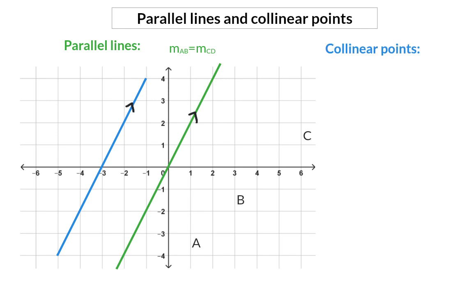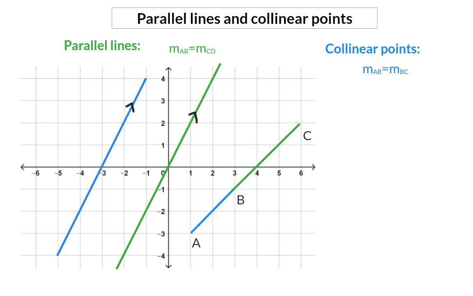Another term that fits with gradients is collinear points. Collinear points are points that lie on the same line. So if I was to draw a line segment between points A and B, and then also between points B and C, it will form one continuous straight line. To prove that it is one straight line, I need to show that the gradient from A to B is the same as the gradient from B to C.